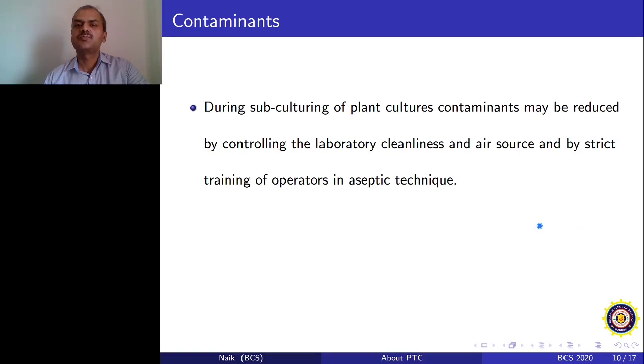So during subculturing also, plant culture contaminants may be reduced by controlling the lab's clean atmosphere, the air source, and by strict training of operators in aseptic techniques. So when you start subculturing your tissue culture plants, either it is callus formation, or somatic embryogenesis, or elongated shoots which you want to put on a new media by chopping into pieces and inoculating, all that subculturing activity has to be done in a clean laboratory with a clean air source. That clearly means that your laminar airflow hood has to be fumigated once in probably a month.